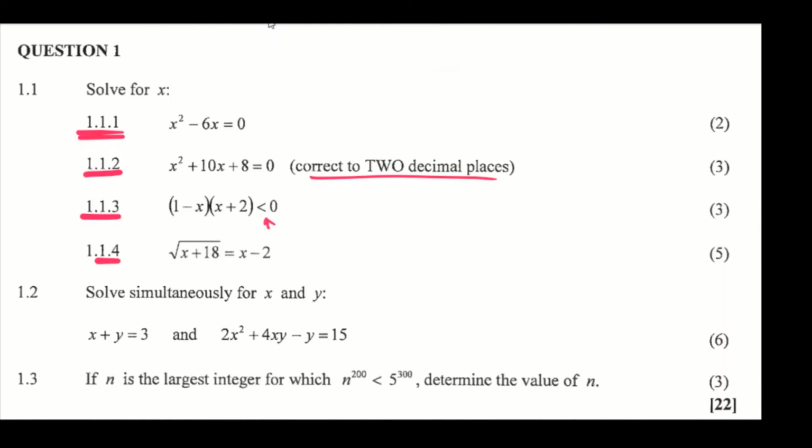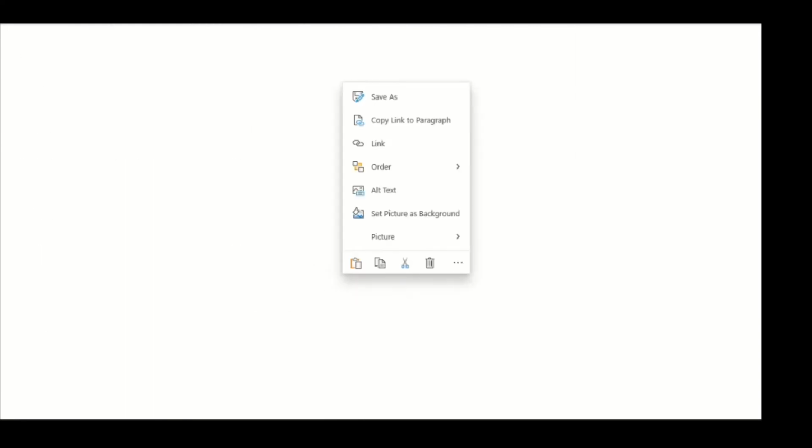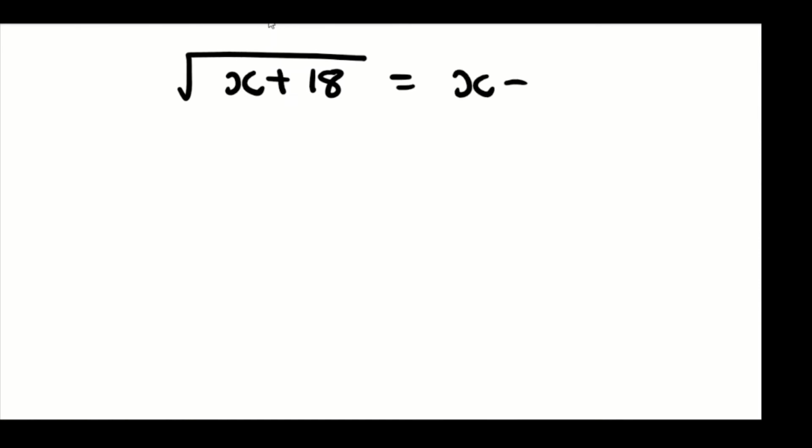We're going to do 1.1.4, where we're going to solve this surd form of equation. We have the square root of x plus 18 being equal to x minus 2. The first step we're going to do is square both sides.